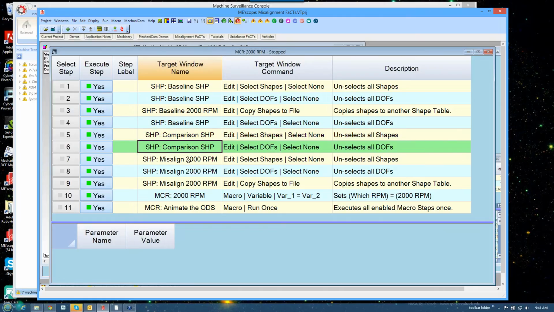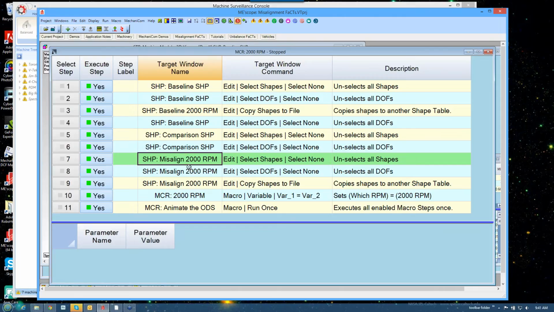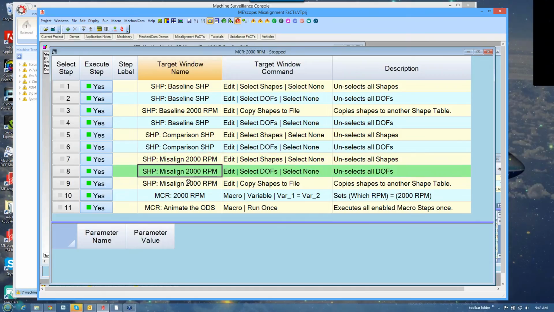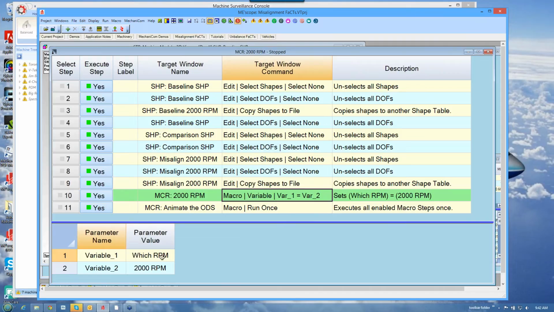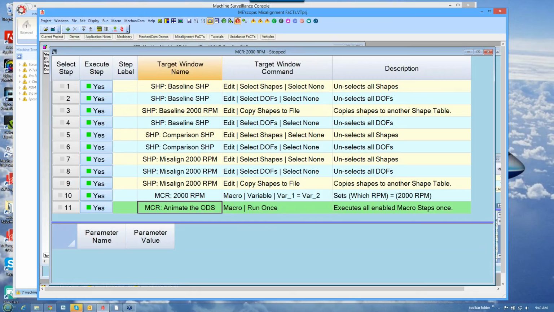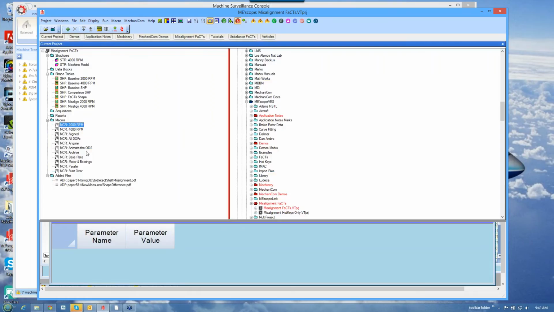All right, we're going to go through the same type of thing here on the comparison. Now we're going to load up the comparison shape table with, first of all, unselecting everything in the shape table. And here we're going to copy from the misaligned set of ODSs into something called comparison. The comparison is the one that's going to be displayed on the right and the baseline on the left when we do the animation. Here we're setting a variable. Which RPM? We're going to set it equal to 2000 RPM. And then we're going to start the animation. So let's look at how the animation gets started.